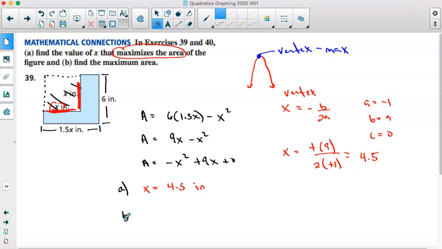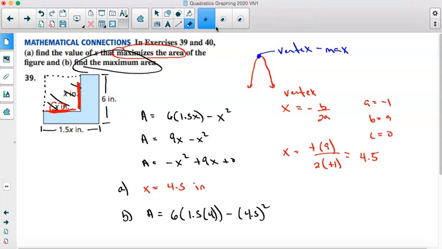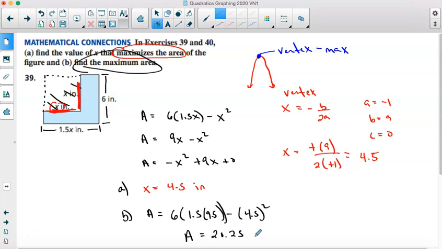That's part A. Part B asks, what is the maximum area? Well, I'm just going to plug in 4.5 and see what it comes out to be. So A equals 6 times 1.5 times 4, minus 4.5 squared, actually, let me rewind that a little bit. I'm plugging in 4.5, not 4. So 4.5, and minus 4.5 squared. Plug that into your calculator and you get A is equal to 20.25 inches squared.